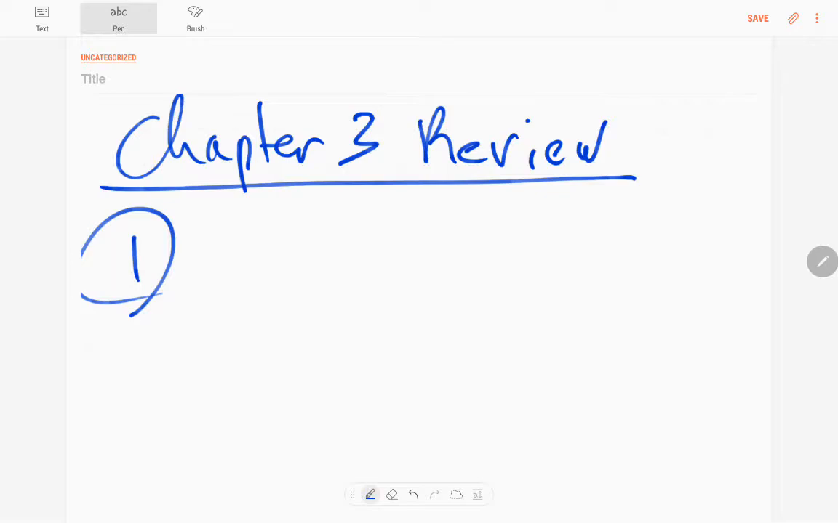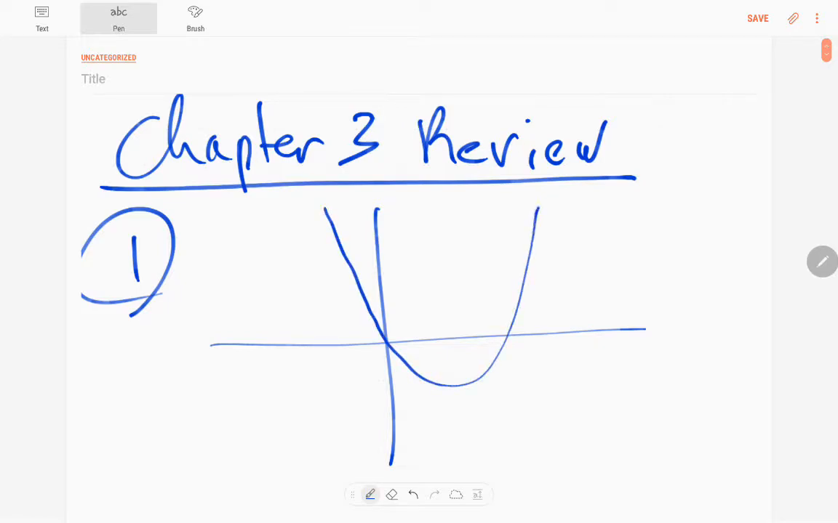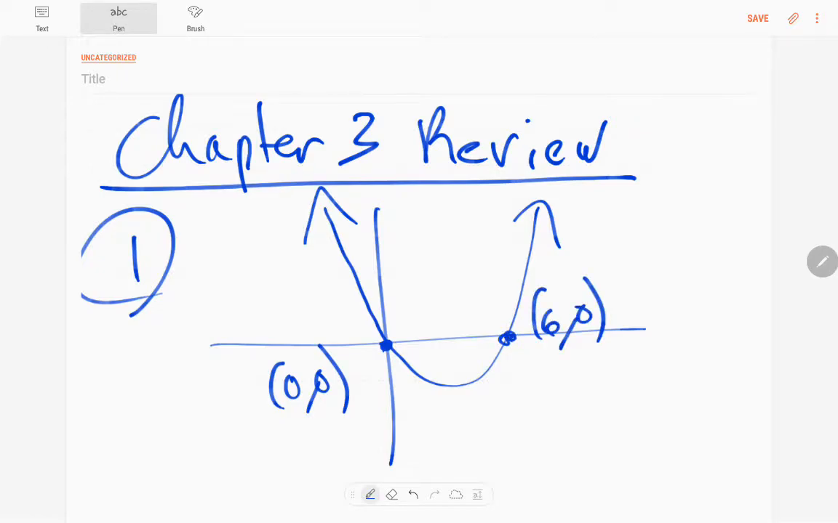This is chapter 3. Write the equation of the quadratic function whose graph is shown to the right. So let me give you the sketch that I've been given. And some of these points are labeled. This one is 0, 0. This one is 6, 0. And it looks like the vertex there is 3, negative 18.